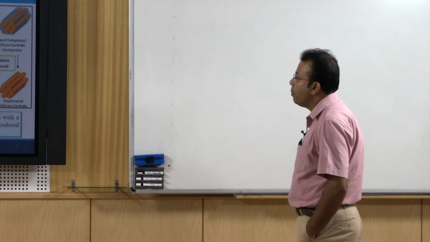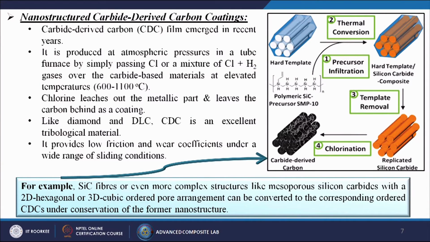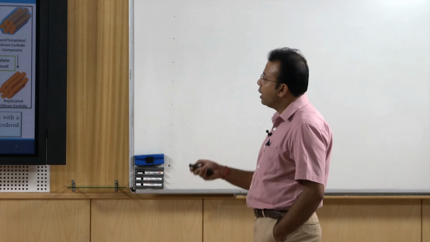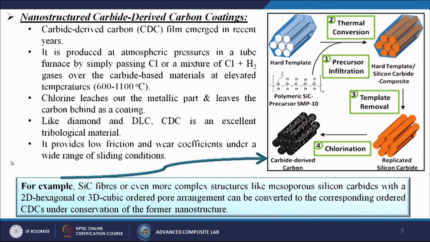Next, we are talking about the nanostructured carbide derived carbon coatings. So, this is also one kind of latest modification we generally do for various applications. The carbide derived carbon film emerged in recent years. It is produced at atmospheric pressure in a tube furnace by simply passing chlorine or a mixture of chlorine and hydrogen gases over the carbide based materials at elevated temperature. Generally temperature ranges from 600 to 1100 degrees centigrade. Chlorine leaches out the metallic part and leaves the carbon behind as a coating.